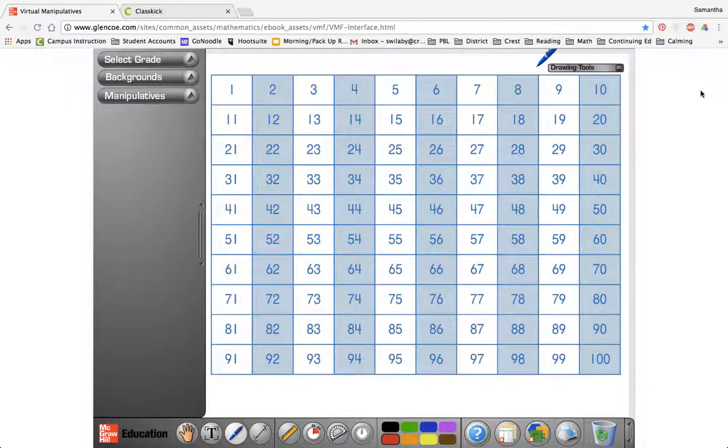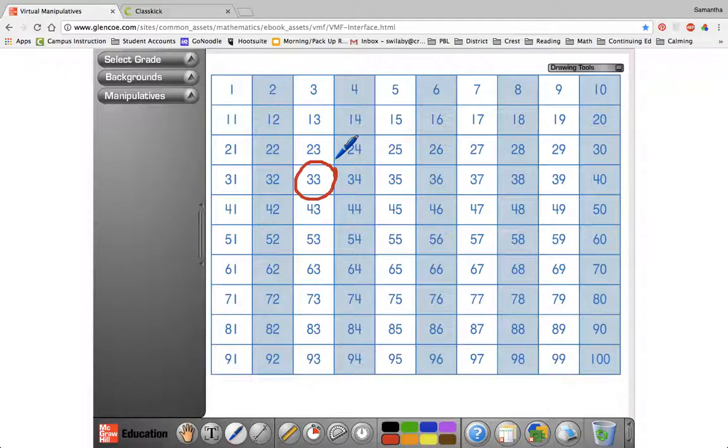In this video, I'm going to show you how we can use the hundreds chart to help us when we're looking at one more, one less, 10 more, 10 less of a number. So let's say that we have the number 33. So I'm going to find the number 33 on the hundreds chart. I see that it's right here.